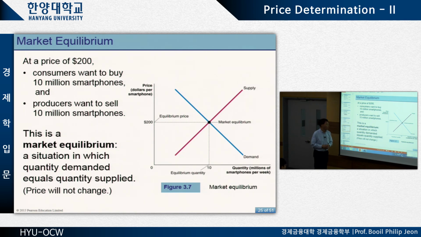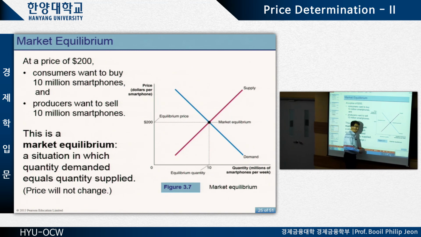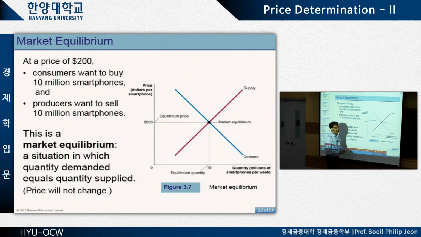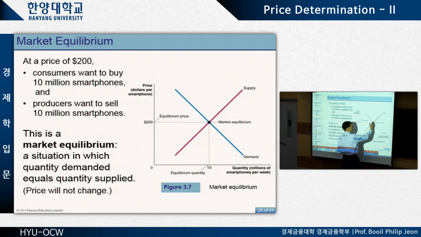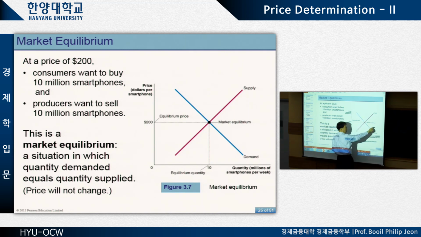But if something happens, let's say demand increases for some reason. Maybe people have larger income, so the demand curve shifts to the right. Then equilibrium will break.